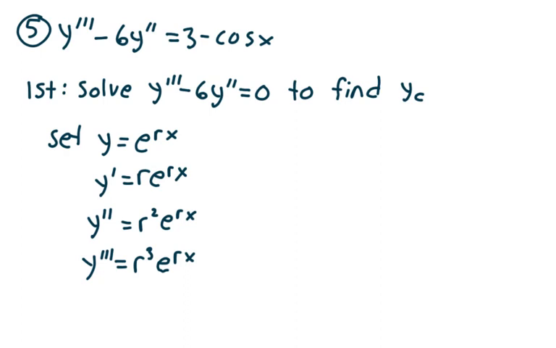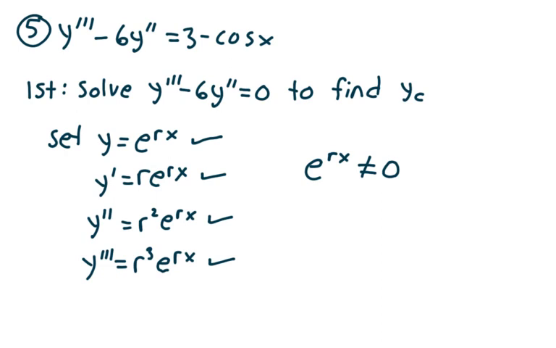Suppose I have y triple prime minus 6y double prime is equal to 3 minus cosine x. First, I want to solve y triple prime minus 6y double prime equals 0 to find the complementary solution y sub c. Set y equal to e to the rx. Y prime is r e to the rx. Y double prime is r squared e to the rx. Y triple prime is r cubed e to the rx.